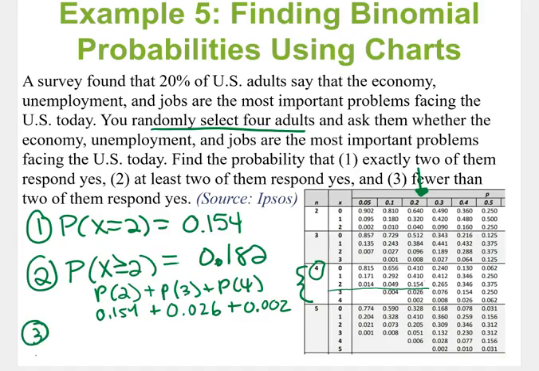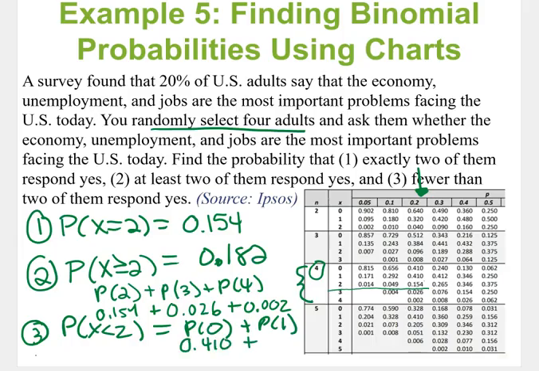All right, number 3. Find the probability that fewer than 2. So x is less than 2. So remember, that is the probability that we have 0 plus the probability that we have 1. So probability that we have 0 is 0.410.